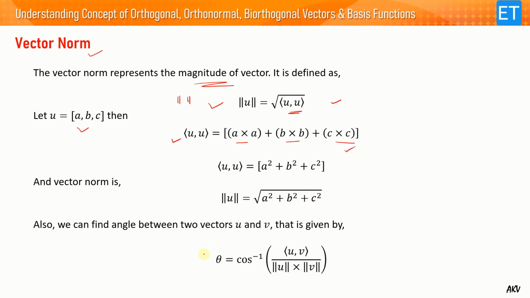You can also get the angle between the two vectors u and v by this formula. So that is cos inverse. You have to do the vector inner product, then divide by their individual norms. Okay, so that is the theta.